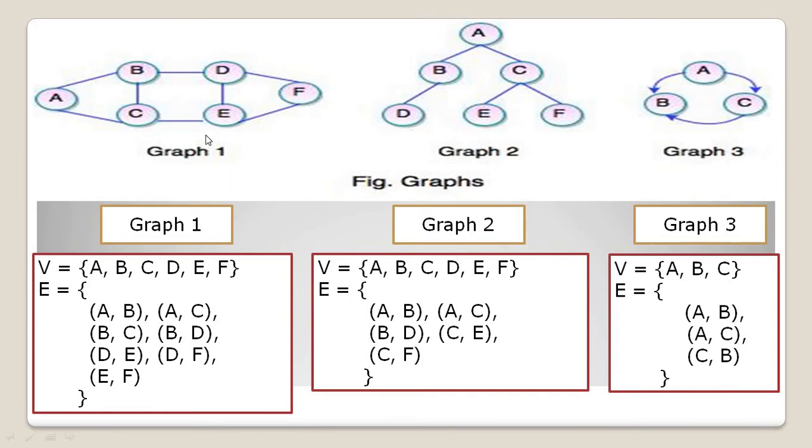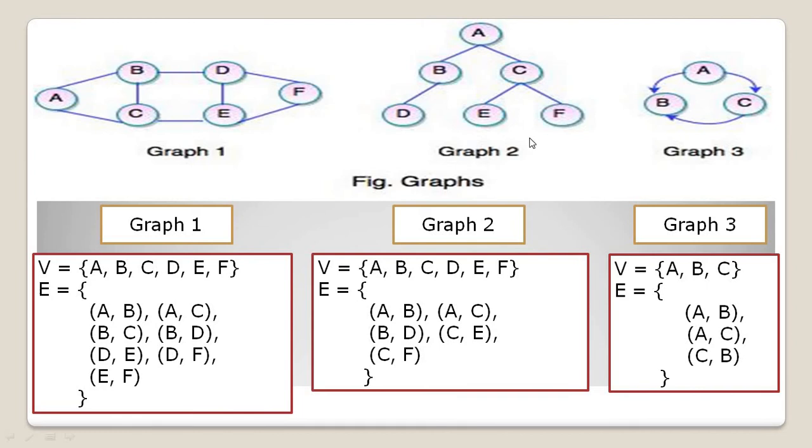Consider the first one, that is graph 1. For graph 1, the set of vertices is A, B, C, D, E and F. In that case, the set of edges is: the edge between A and B, from A to C, from B to C, from B to D, from D to E, from D to F, and from E to F. So these are the edges available, and that is what we call an undirected graph, because here we are not providing any kind of direction to the edges.